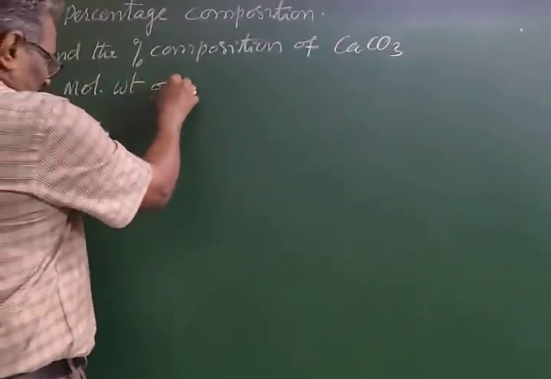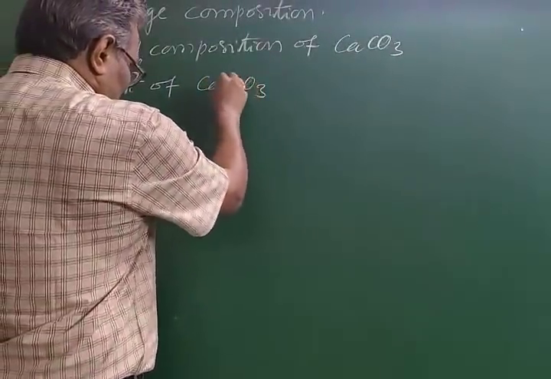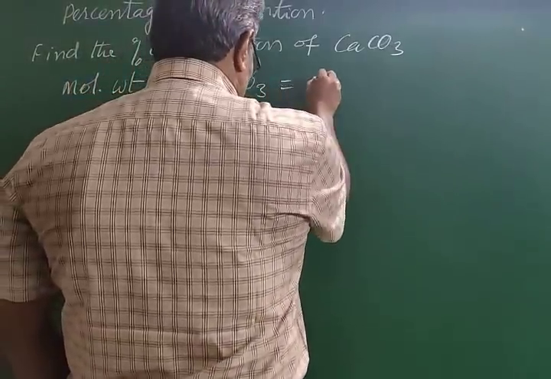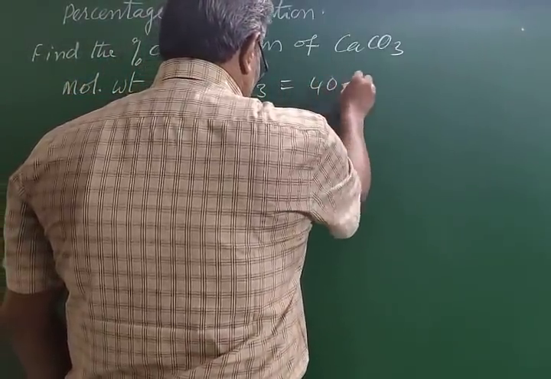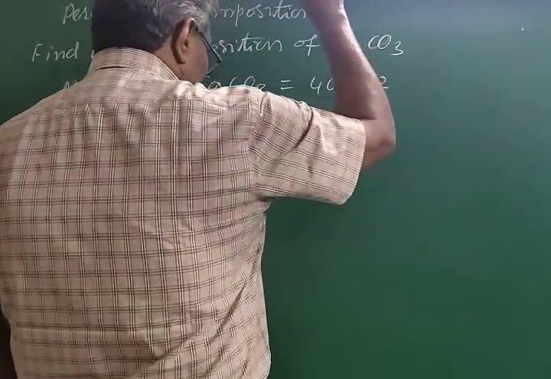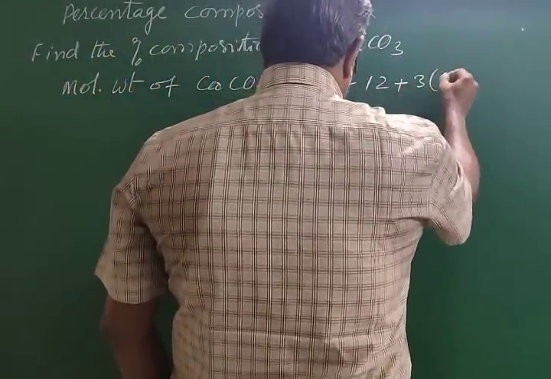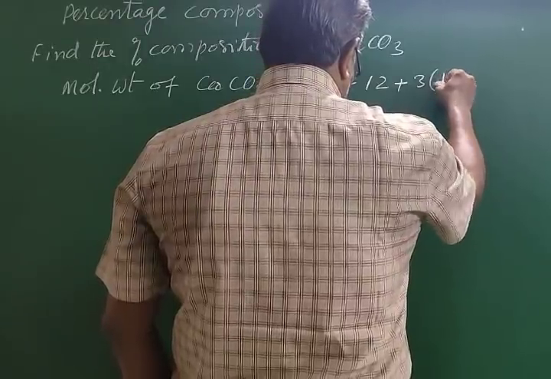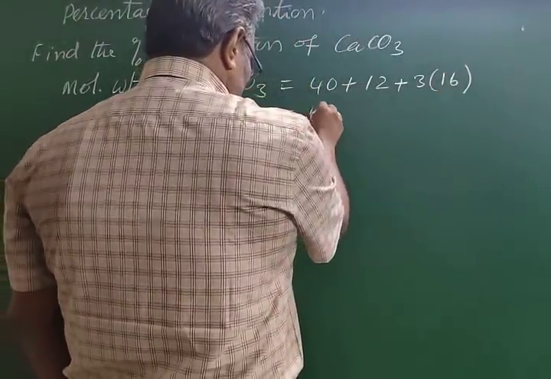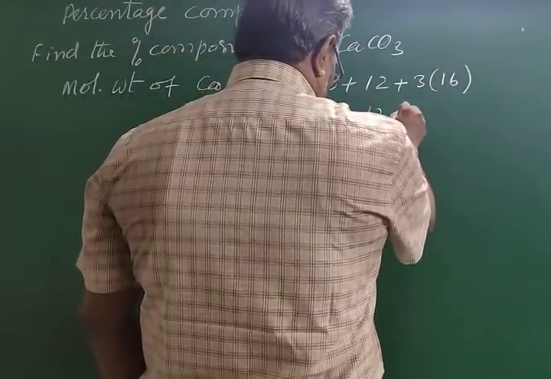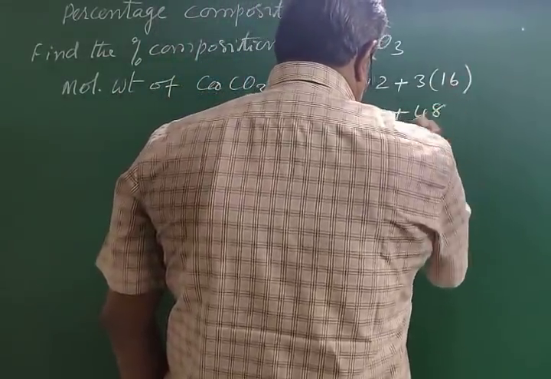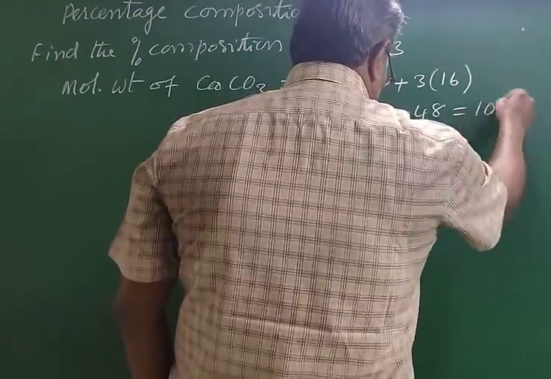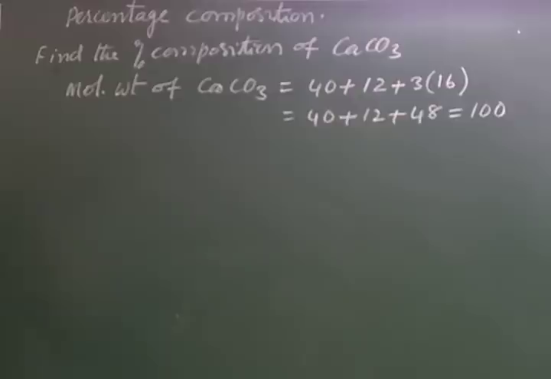Molecular weight of calcium carbonate is equal to atomic weight of calcium, that is 40, plus atomic weight of carbon, that is 12, plus 3 into atomic weight of oxygen, that is 16. That is 40 plus 12 plus 3 16s are 48, that is equal to 100. Molecular weight of calcium carbonate is 100. Now let us find the percentages of each and every element.